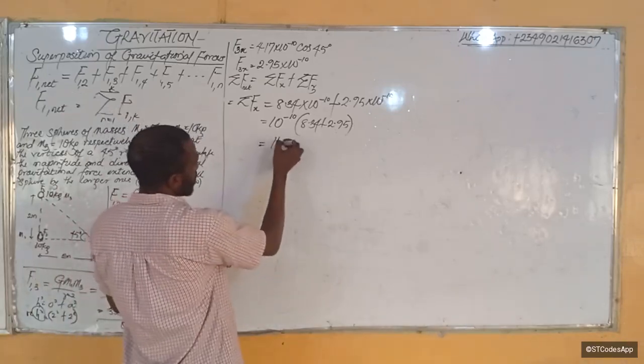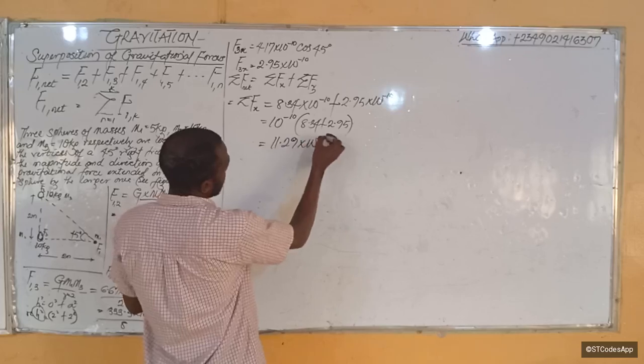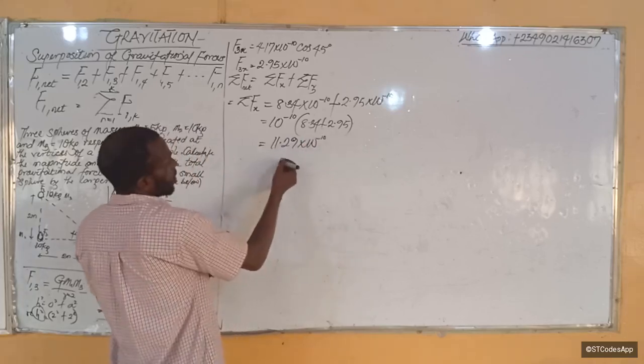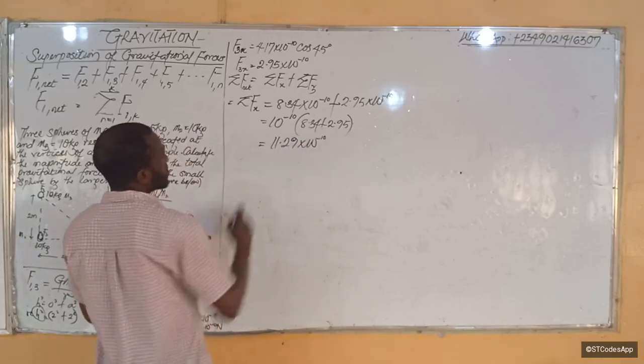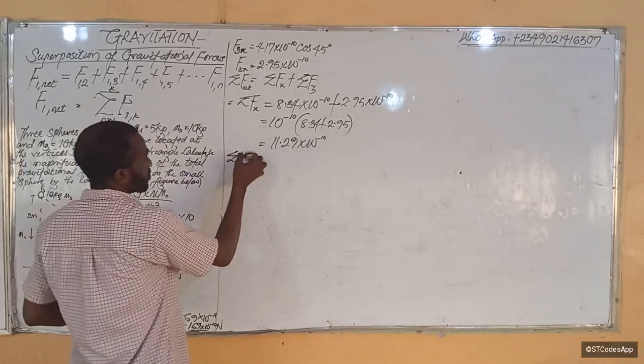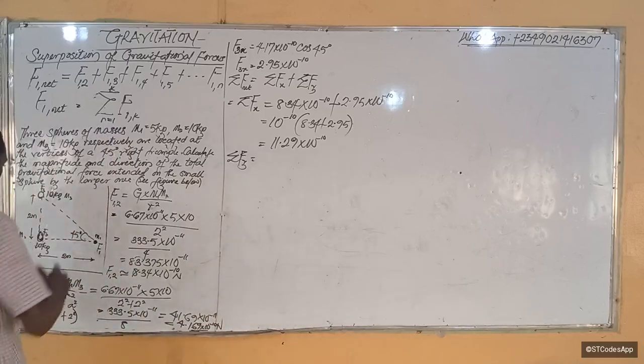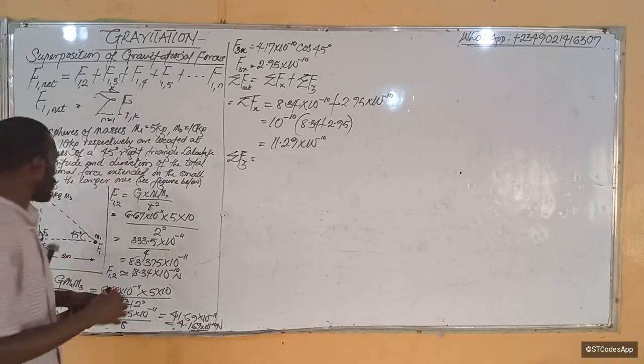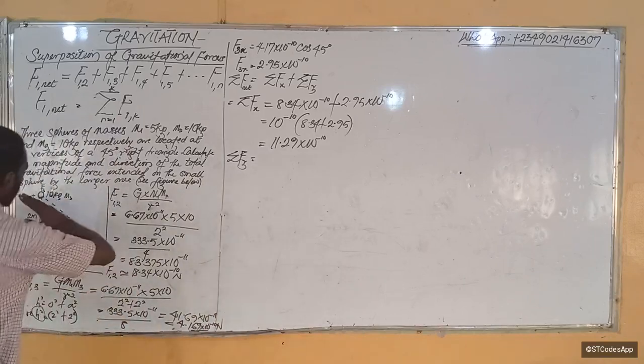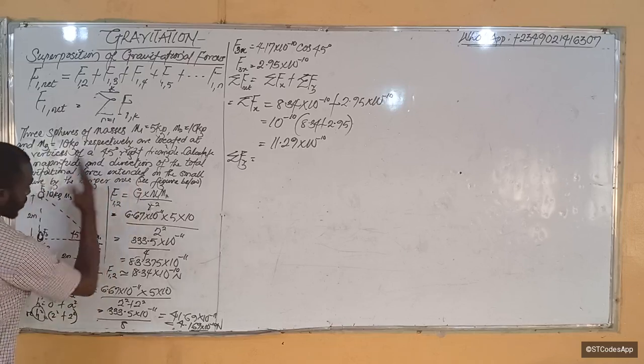So our answer becomes 11.29 times 10 to the power minus 10. Okay? Let's leave it this way for now. How about the sum of forces on y component? The sum of forces on y component will be, this F2 is not on y component at all. The only force on y component will be this guy that we want to resolve to y component.